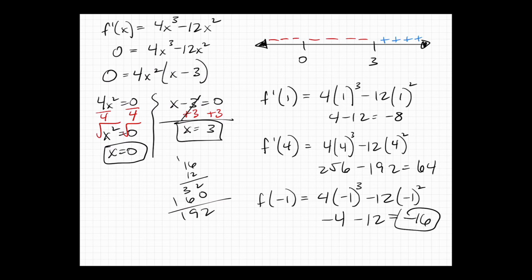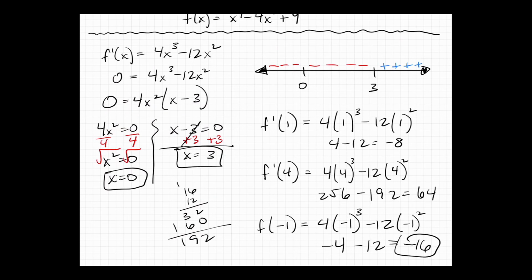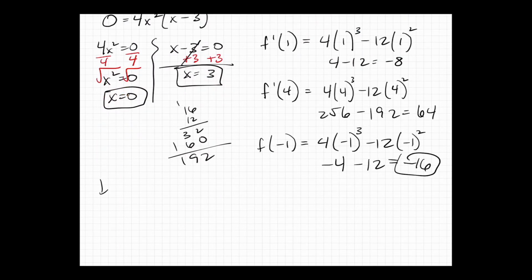So it's actually negative, it's decreasing. Continues decreasing and then increases here. So the only place it increases is from 3 to positive infinity. So let me write that down before I forget. Increasing from 3 to positive infinity.